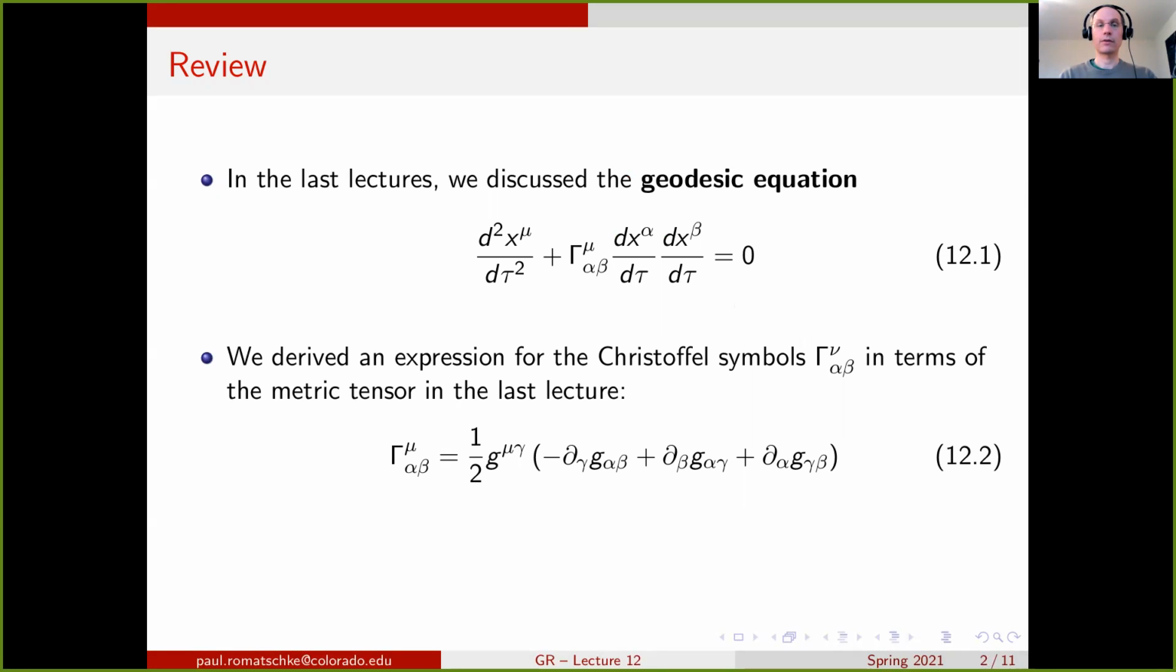In the last lecture, we found an expression for the Christoffel symbols in terms of the metric tensor and its derivatives. It is reproduced here in equation 12.2. And in this lecture, we want to give examples of how one can calculate these Christoffel symbols in practice.